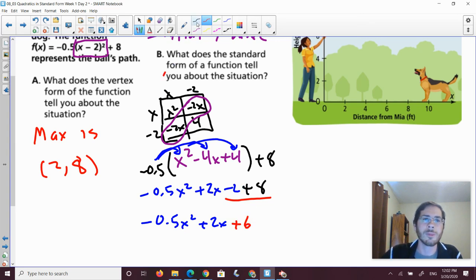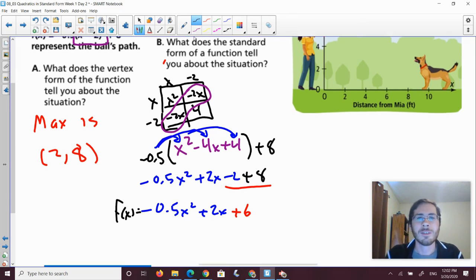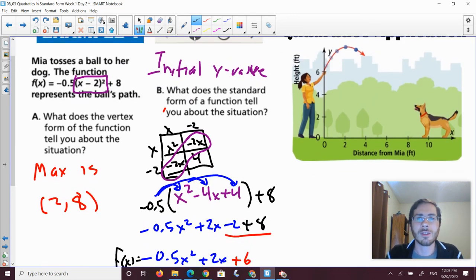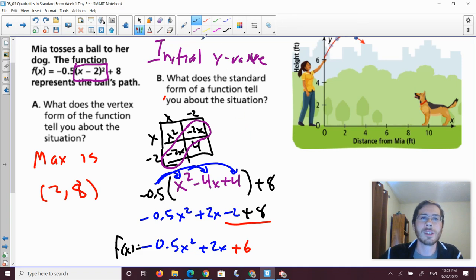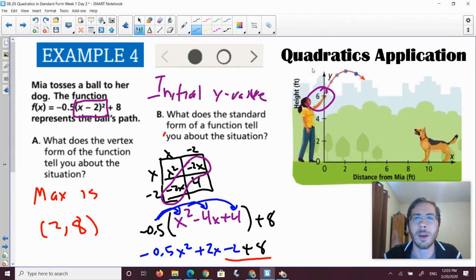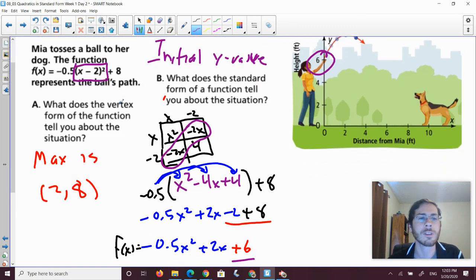Wait a second. What did we say 6 was earlier in the problem? I seem to remember something was 6 before. Well, 6 was about how tall Mia was. So 6 is the initial y value. So we found out that we're going to start at 6. So we're going to find out that Mia is going to throw the ball right here at 6. Well, I guess we could have figured that out by the picture, but we did the whole equation just to run it out so we could see that we can transform vertex form into standard form whenever we want.